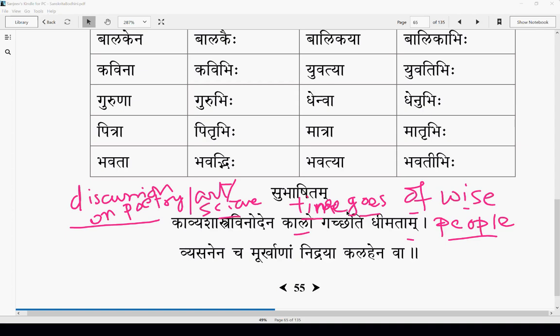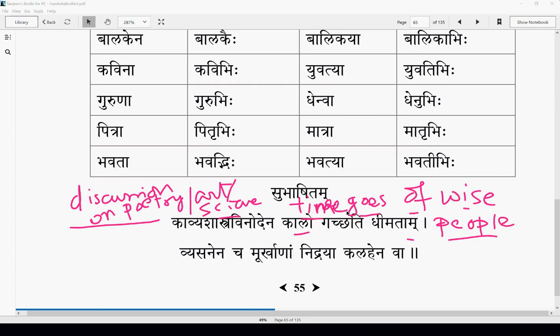Well, I would say it starts at the end. Time goes of wise people by discussion, right? By discussion on poetry and art, poetry and science. So I'm not understanding "time goes." That's why I was getting stuck on this one. You're not understanding "time goes"? Okay, as the translation. Time is spent. Time is spent. Oh, wise people spend time on the discussion of poetry, art, and science.